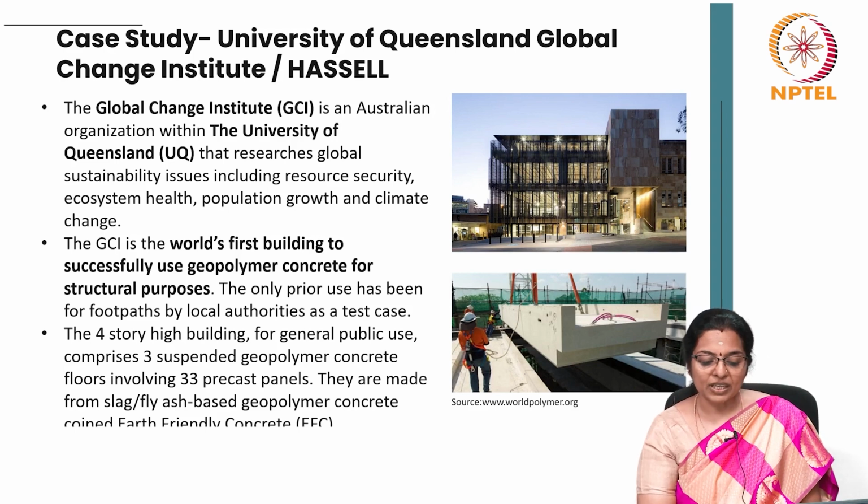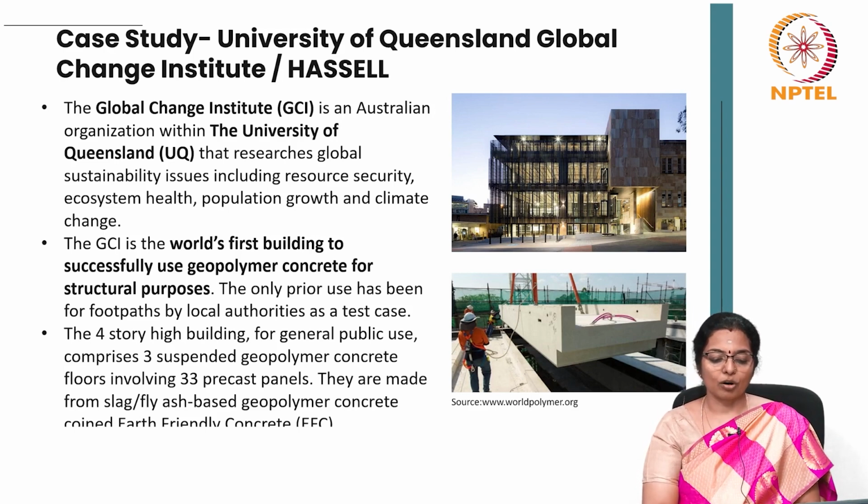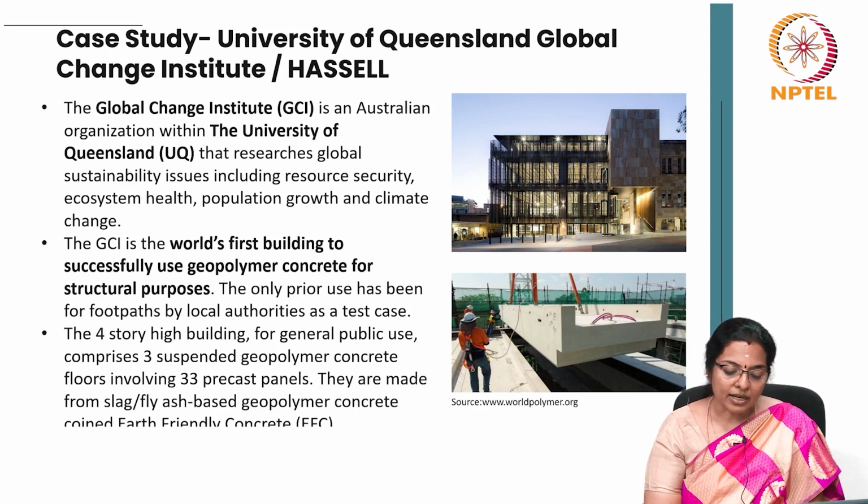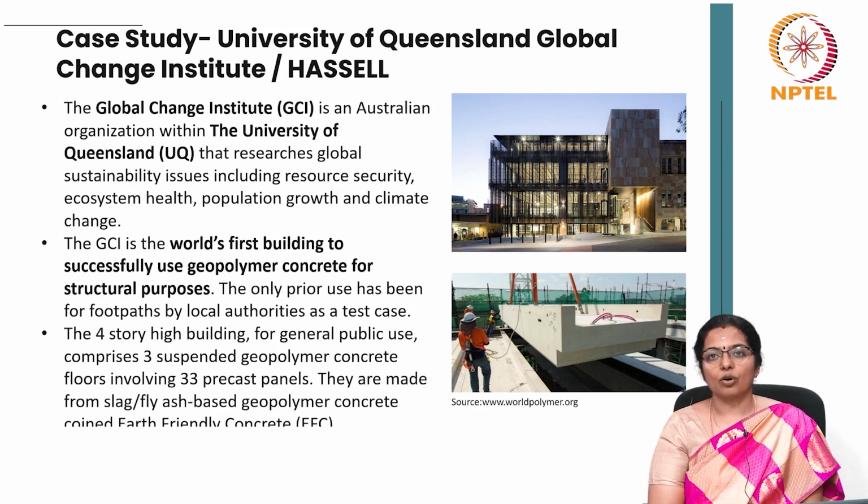It comprises 3 suspended geopolymer concrete floors involving 33 precast panels. They are made from slag or fly ash based geopolymer concrete and coined earth-friendly concrete. So, earth-friendly concrete contains no normal Portland cement. It allows it to have very low carbon dioxide emissions as compared to normal Portland cement based concrete.